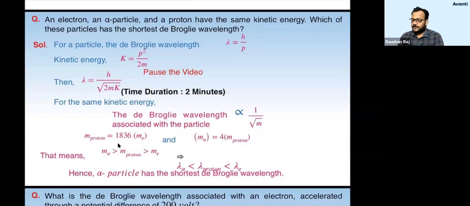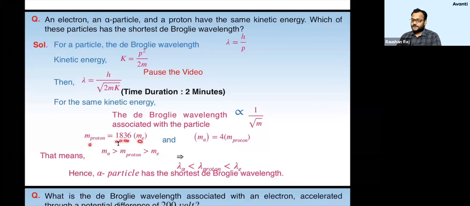देखो बच्चा. So lambda is what? क्या लिखेंगे? h by square root of 2mK. K is constant, h is constant. So I can say lambda is inversely proportional to square root of m. So one which will have higher mass will have lower wavelength. One which will have the lower mass will have higher wavelength. तो यहाँ से मालूम चला mass सबसे ज्यादा किसका? Alpha particle का. Mass of an alpha particle is 4 times mass of proton. And mass of proton is 1836 times mass of electron.